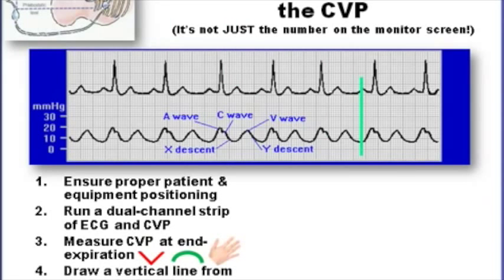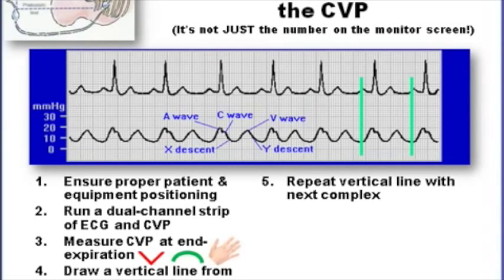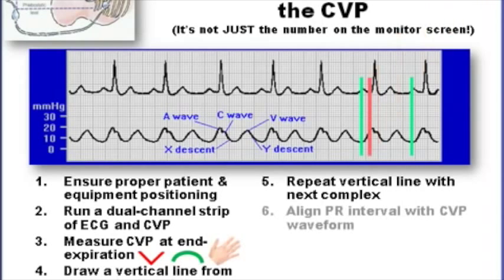You need to isolate that A, C, and V wave so you know which one is the A wave. You're going to draw a line from the beginning of the P wave down to the CVP waveform, and then you're going to do it one complex over. So now we've isolated the A, the C, and the V wave. And then we're going to align the PR interval with the CVP waveform and then identify our A wave.